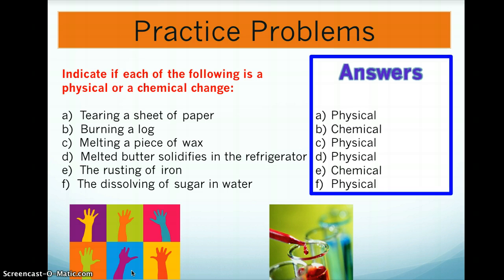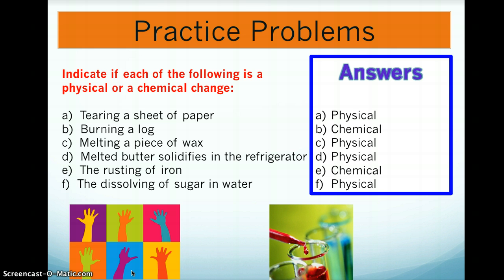So here are your answers. We know that tearing a sheet of paper is physical because there's no breaking or making of chemical bonds. Burning a log is chemical. A way to determine if something is chemical, you've got some indicators that a chemical change is occurring. And I don't necessarily want to give those indicators away. You're going to be performing a lab in just a few moments where you're going to be able to tell me what those indicators are.